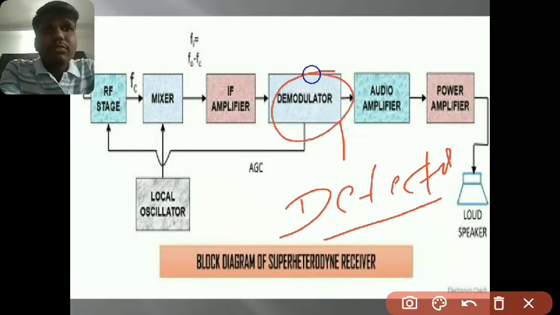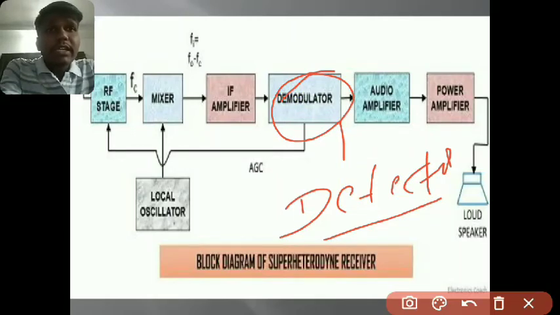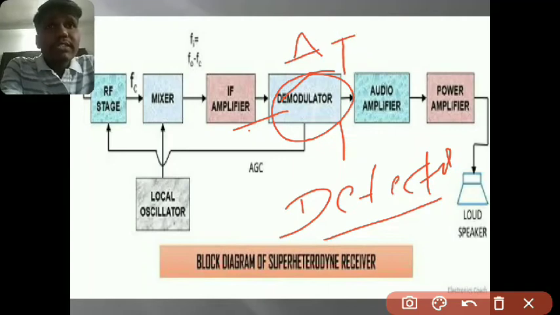The detector receives the output from the IF amplifier and separates the audio frequency signal from it, because the mixer, RF stage and local oscillator waveforms produce the modulated waveform, which is a high frequency carrying the low frequency radio signal. So the demodulator removes only the high frequency, the radio signals, to get only the audio frequency signals. We use the detector after the IF amplifier, which separates the audio frequency signals from the IF amplifier output and feeds them to the AF amplifier, that is the audio amplifier.